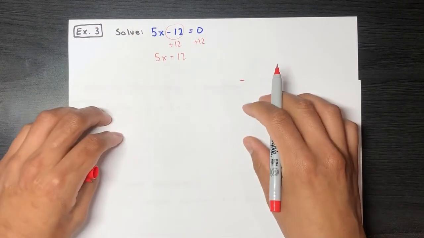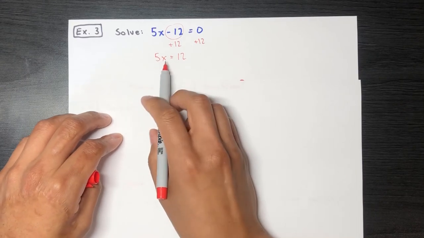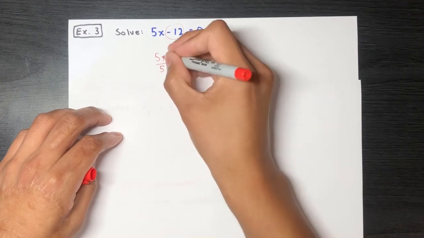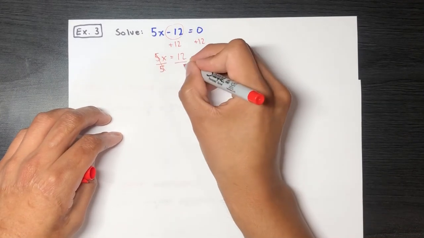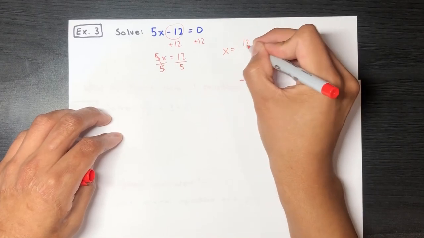equals 12, right? Now I ask myself, what do I have to do here to this 5 that's attached to this x to get rid of it? I have to divide by 5. If I divide by 5, that cancels out. I divide by 5 here. Now I'm left with x equals 12 over 5.